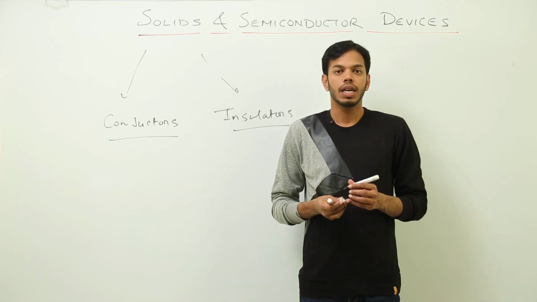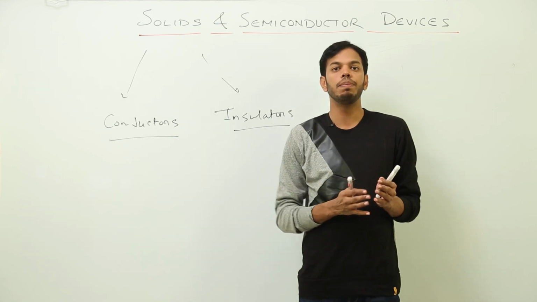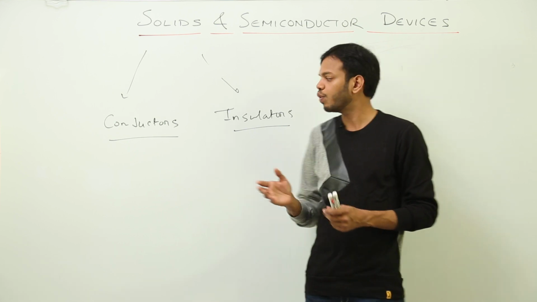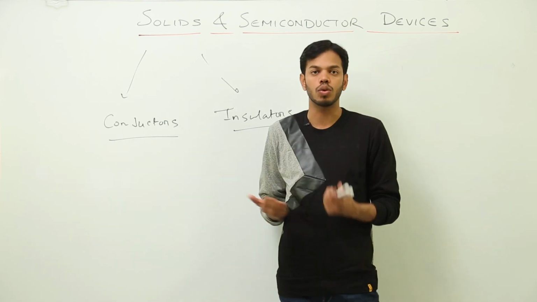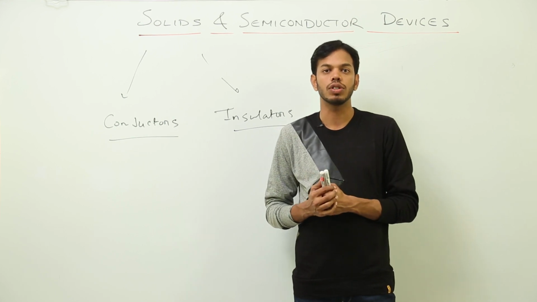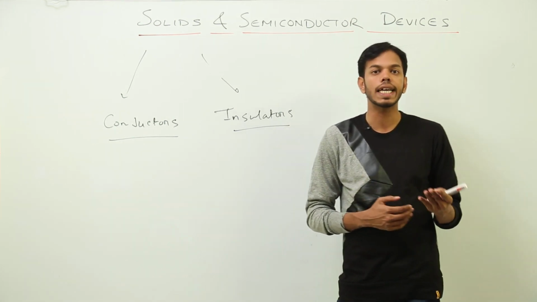For example, even conductors and insulators are made up of basic atomic structure, atoms or molecules, right? So why do conductors conduct but insulators don't? What is the difference? The difference is the presence of free electrons. Now, what is a free electron or conduction electron?